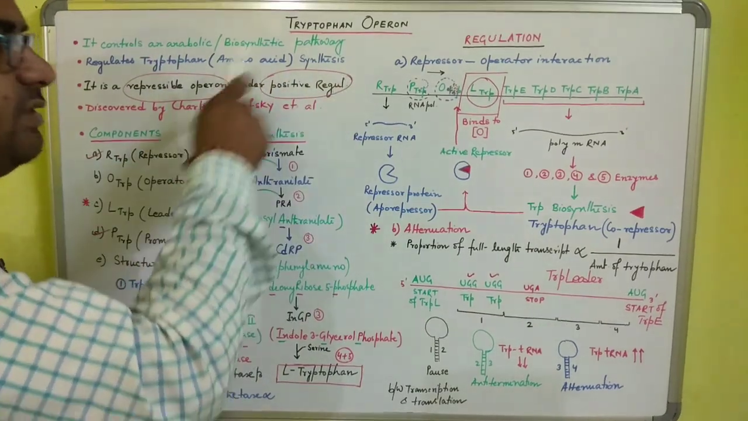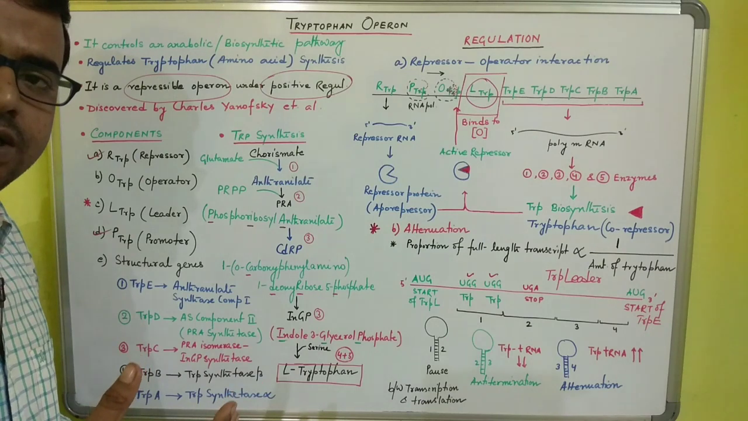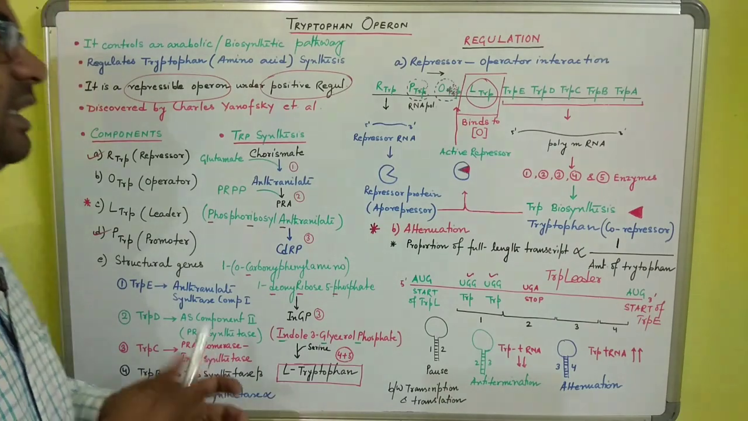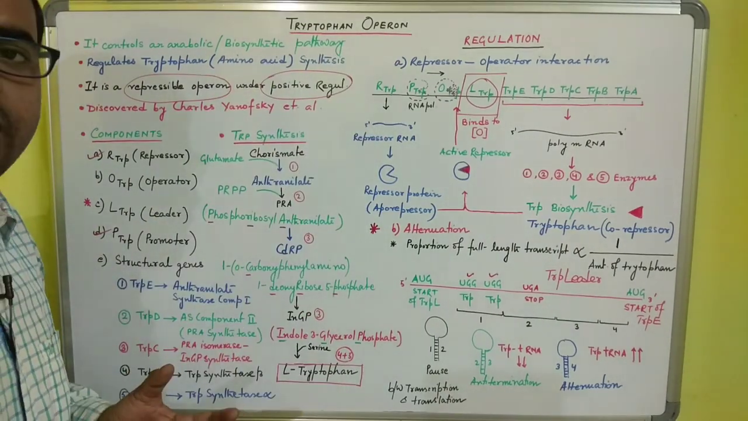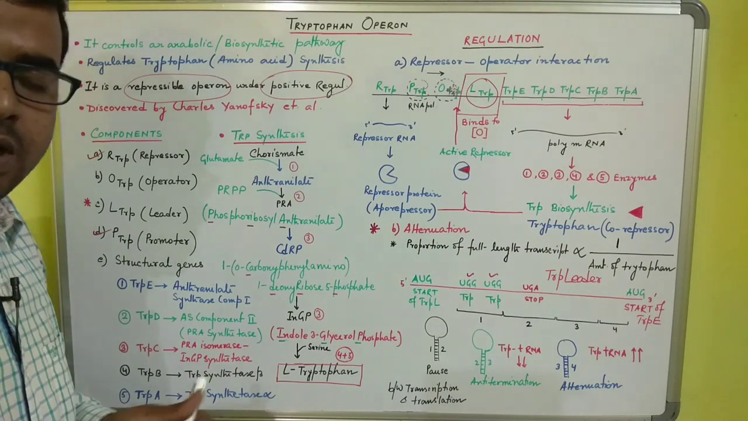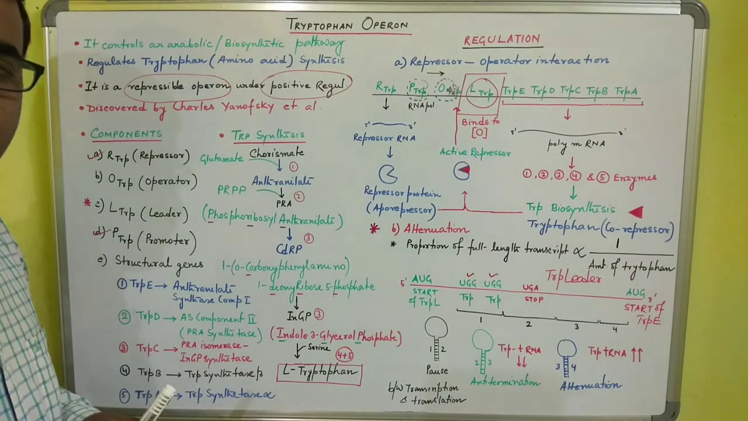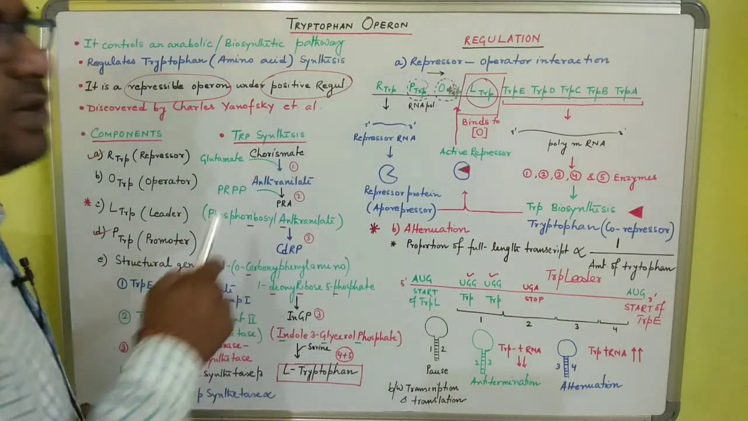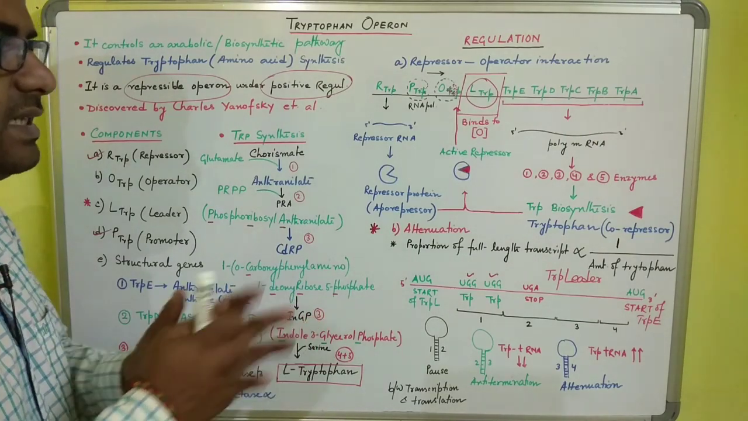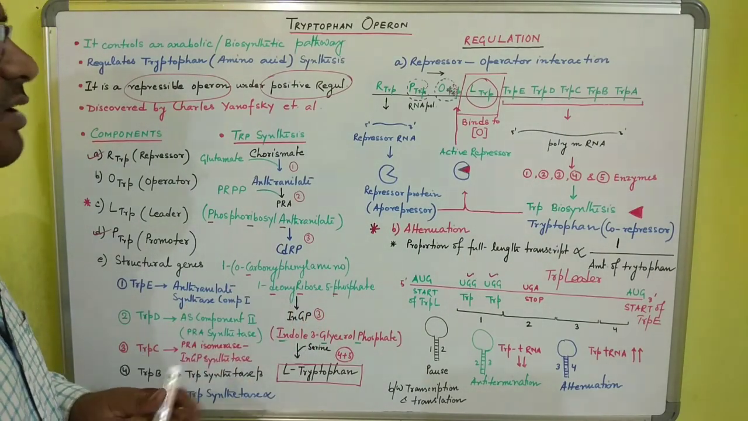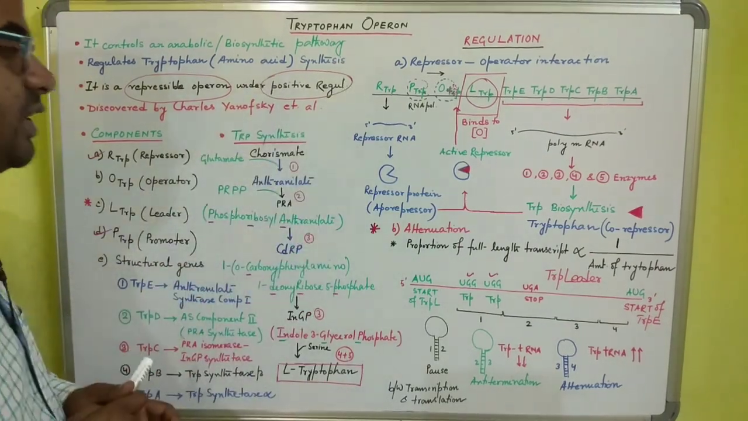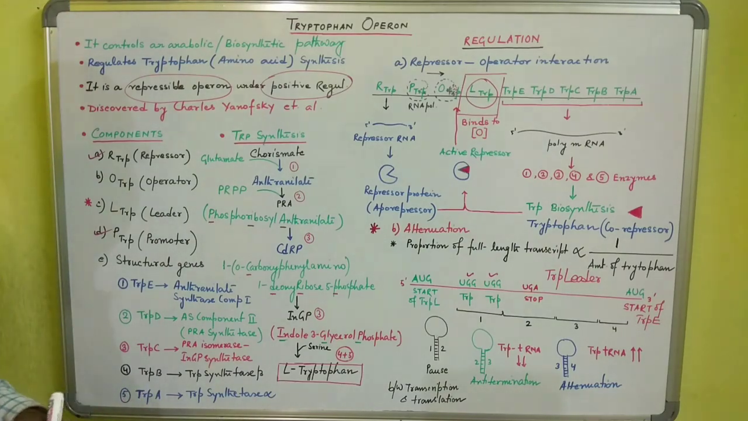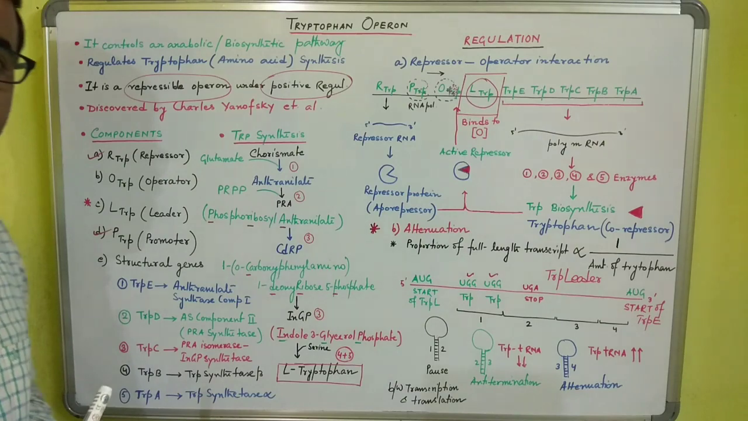Now it is under positive regulation. That means under basal condition, or under normal situation, when tryptophan is not available to the cell, this operon system becomes switched on and it helps in the biosynthesis of tryptophan. Now when tryptophan becomes available to the cell, or the cell itself synthesizes tryptophan, then this operon is switched off, as tryptophan biosynthesis is not required. Thus it is called positive regulation. The overall knowledge about the tryptophan operon comes from the discovery of Charles Yanofsky and his co-workers.